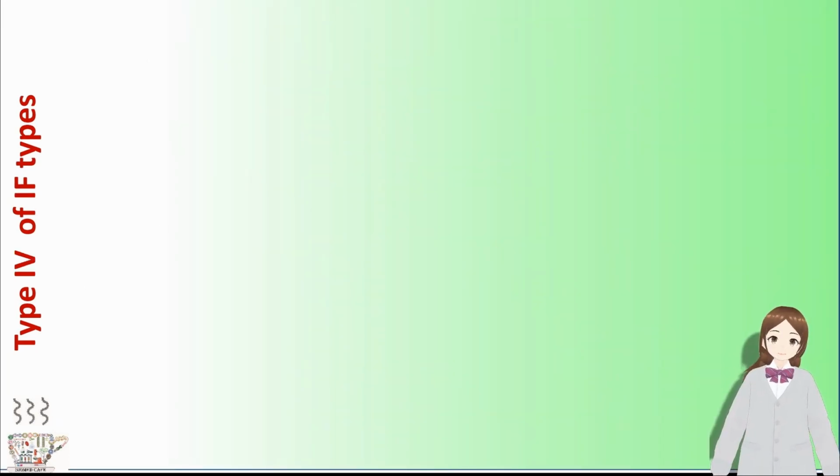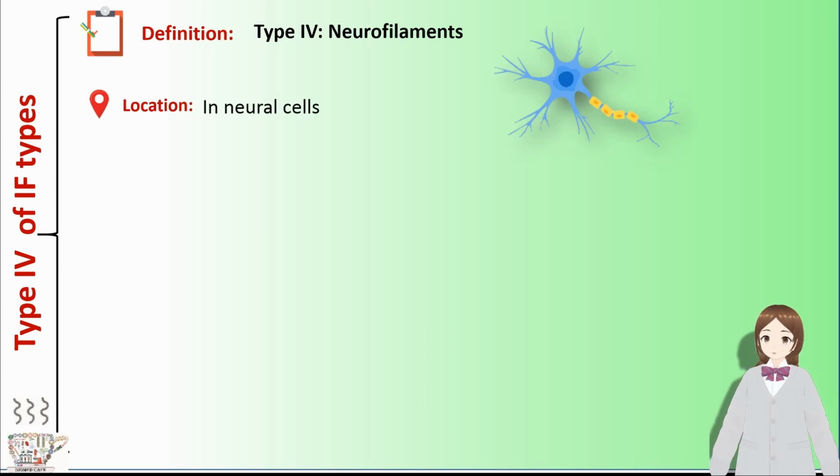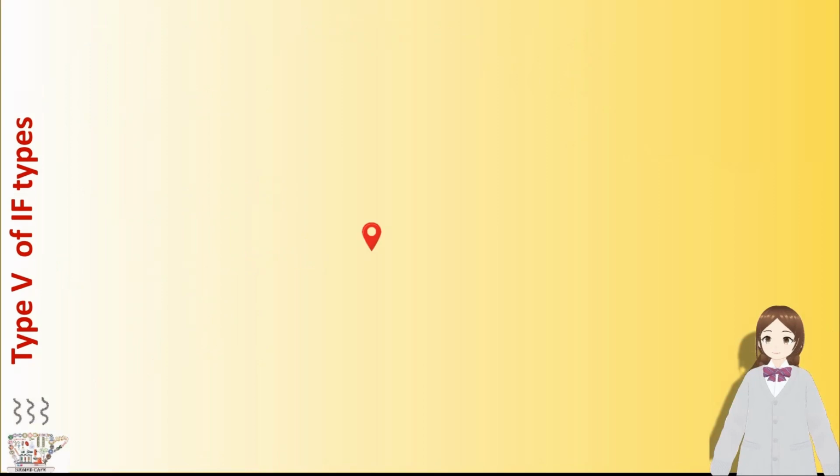Type 4. Type 4 is neurofilaments. It's located in neural cells. It can be divided into alpha-internexin, neurofilaments, nestin, and synemin.